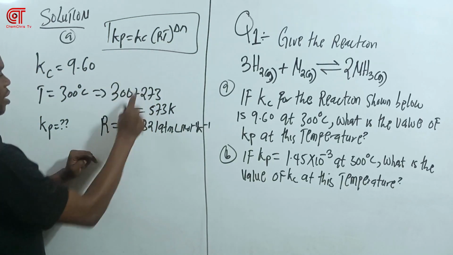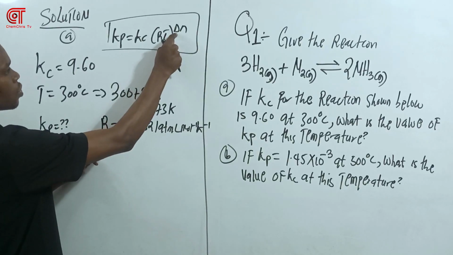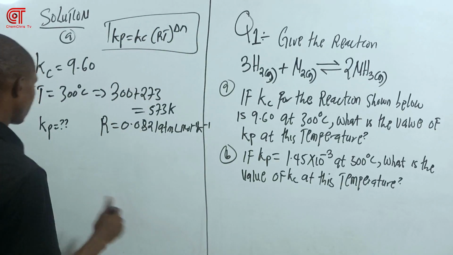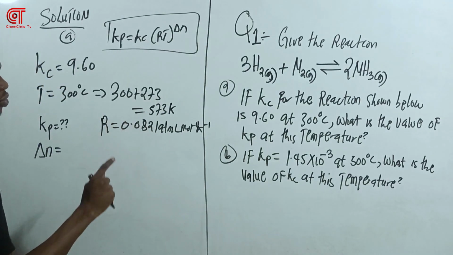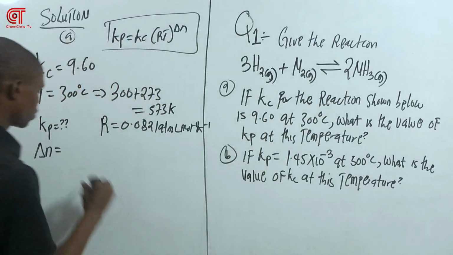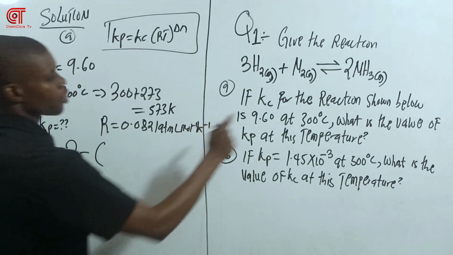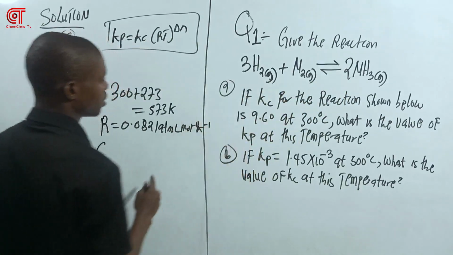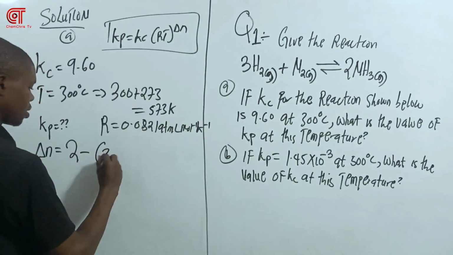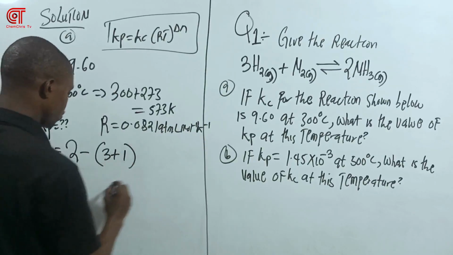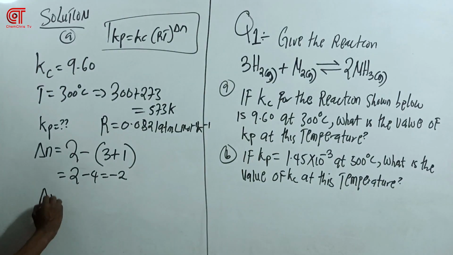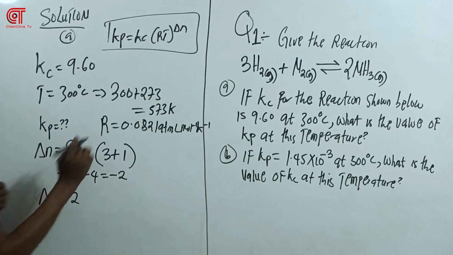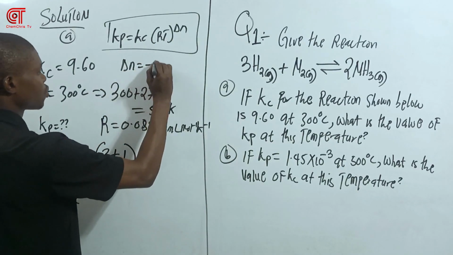What we want to do now is calculate change in n. Remember, I told you change in n is the summation of the moles of the product minus the moles of the reactants. How many moles of product do you have here? It is 2. So it will be 2 minus, because we only have one product and two reactants. One of the reactants has 3 plus this one has 1. So we have 2 minus 4, which is minus 2. Then my change in n is minus 2.